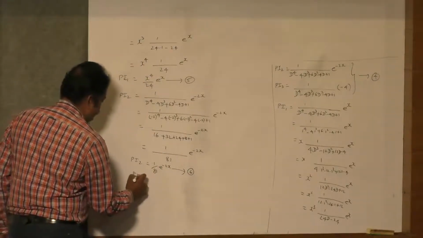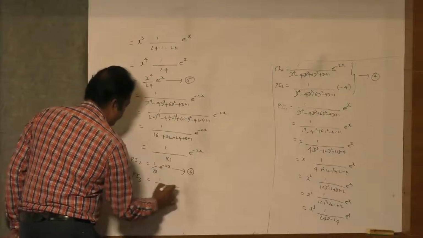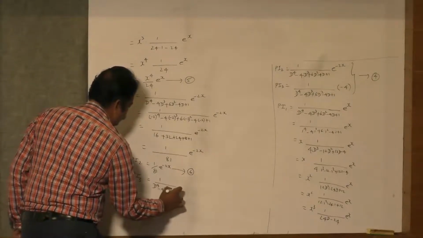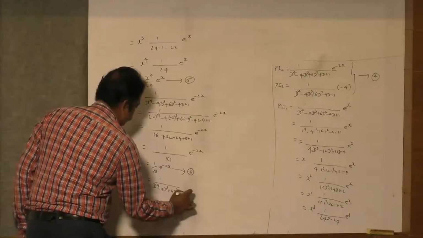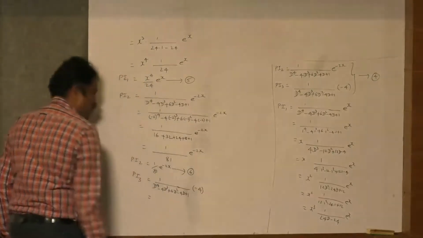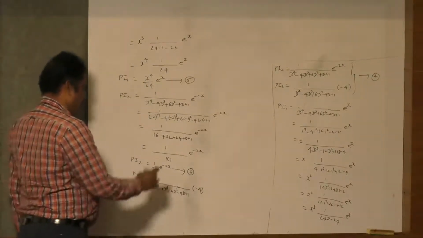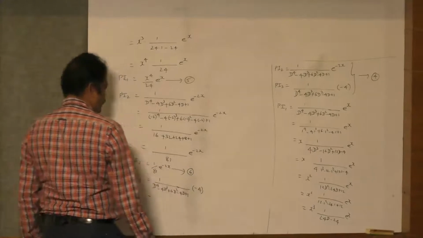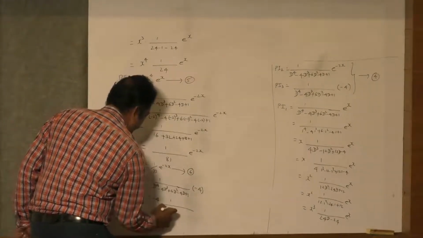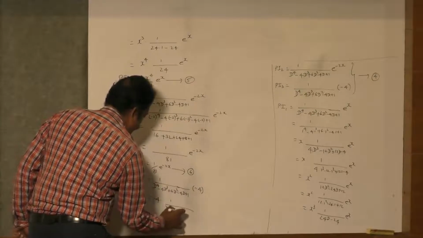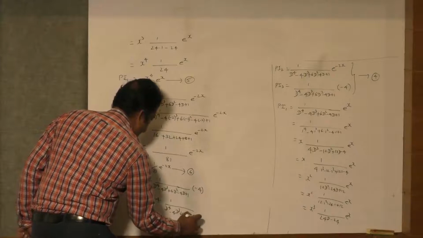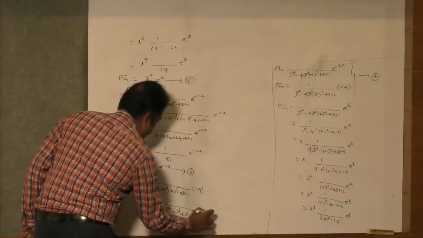Now pi3. pi3 is equal to 1 divided by d to the power 4 minus 4d cube plus 6d square minus 4d plus 1, into minus 4. So minus 4 can be written as minus 4 into e power 0x. So this can be written as minus 4 into 1 divided by d power 4 minus 4d cube plus 6d square minus 4d plus 1, e power 0x.